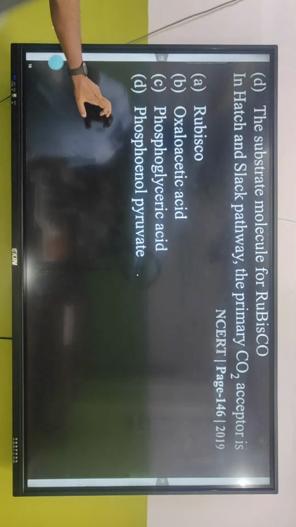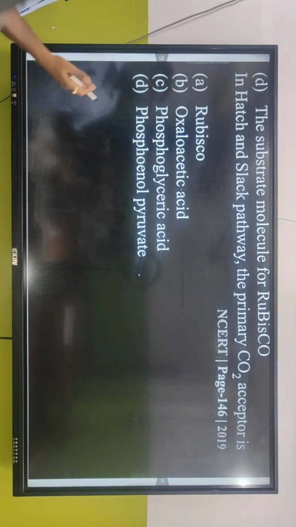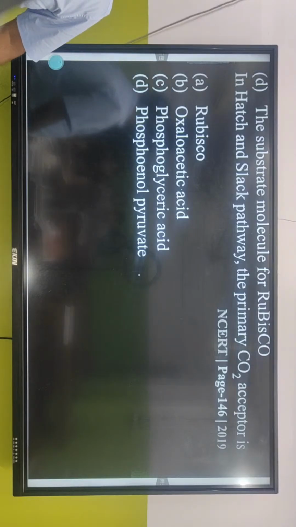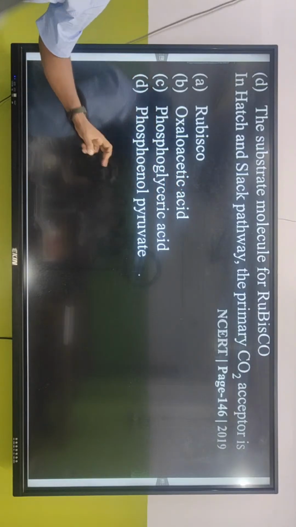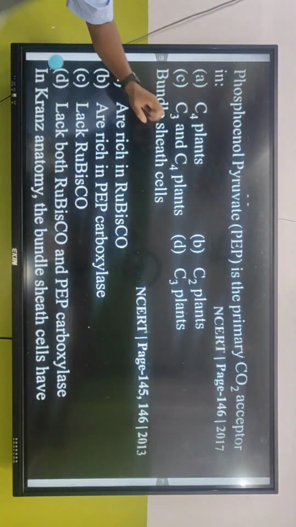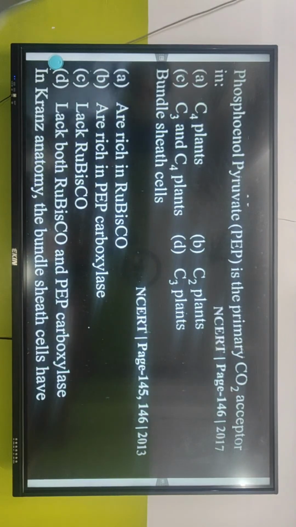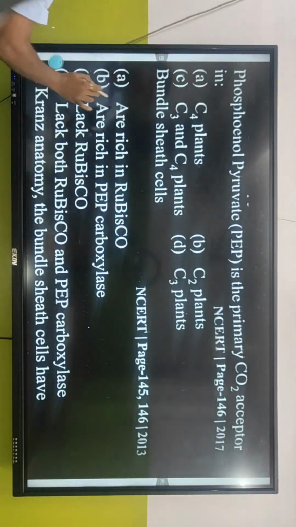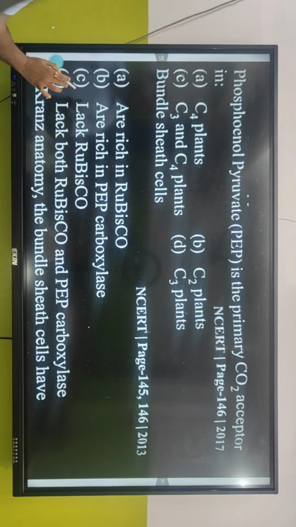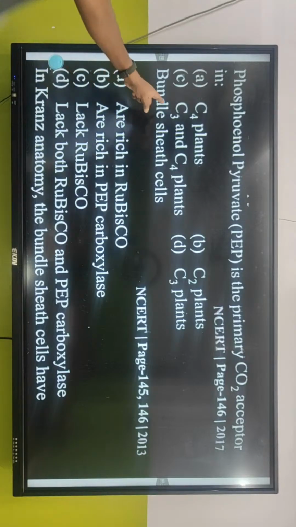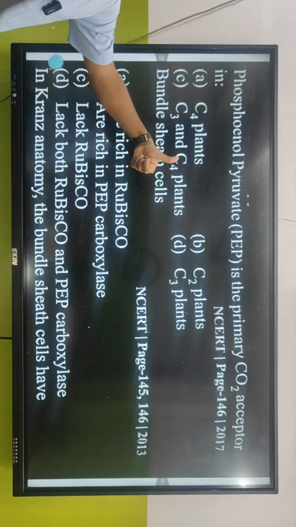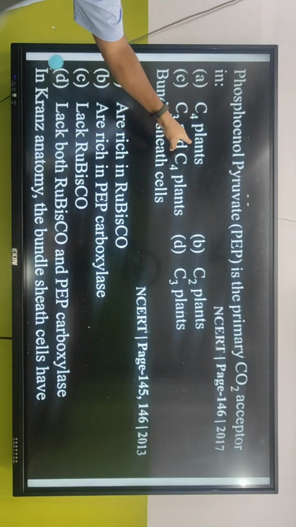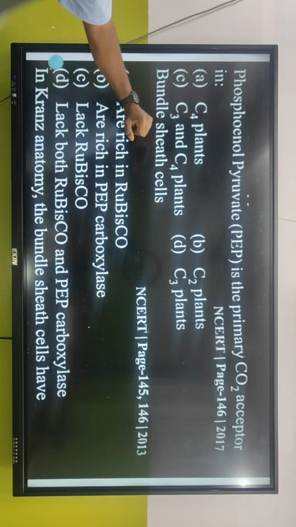In the Hatch and Slack pathway, the primary carbon dioxide acceptor, I think, is very easy. Phosphoenol pyruvate. In the C4 cycle, what is the carbon dioxide acceptor? Phosphoenol pyruvate, PEP. Phosphoenol pyruvate, PEP, is the primary acceptor in C4 plants. It is only there in C4.